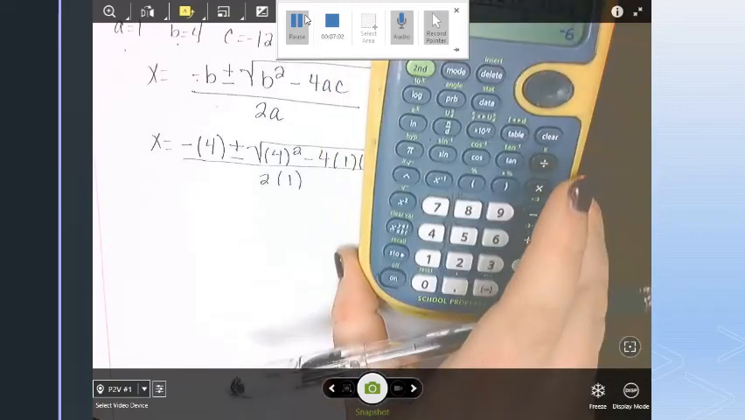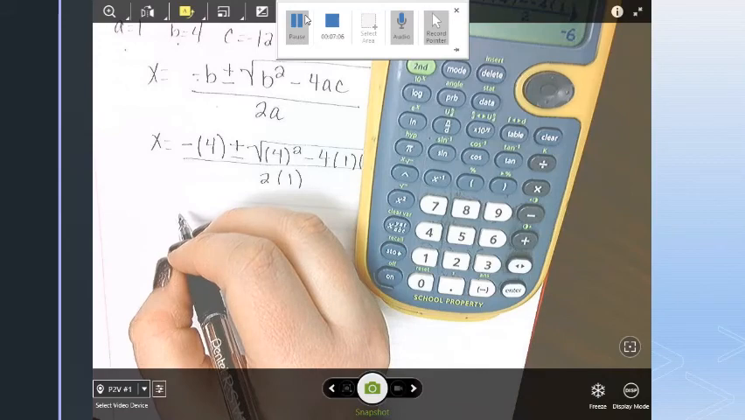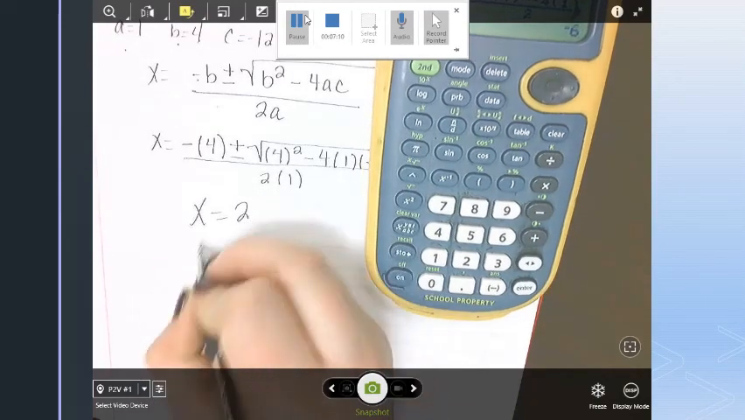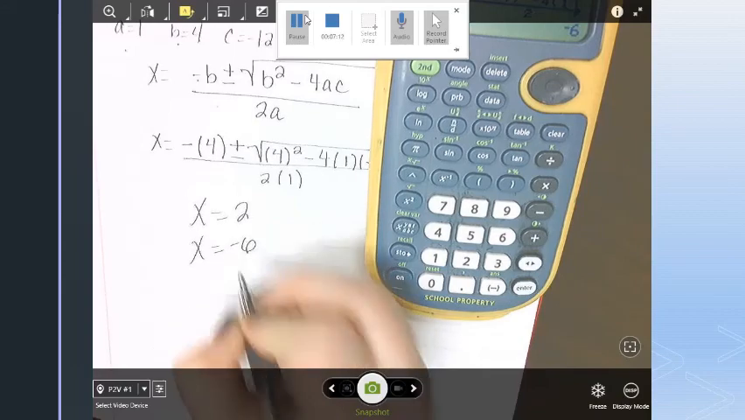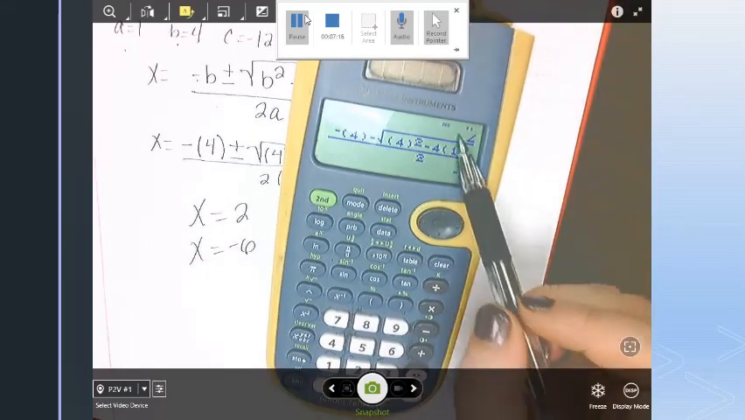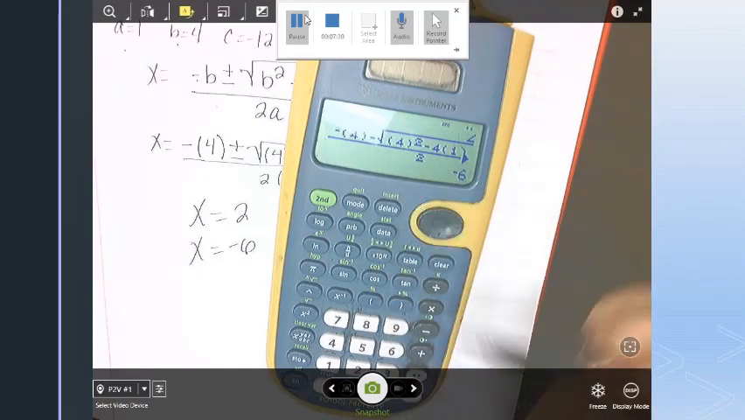So your two solutions are going to be x equals 2 and x equals negative 6. And that's how you solve using the quadratic formula. Just be very careful when you're plugging everything into the calculator. All right?